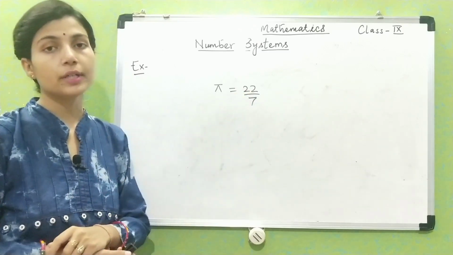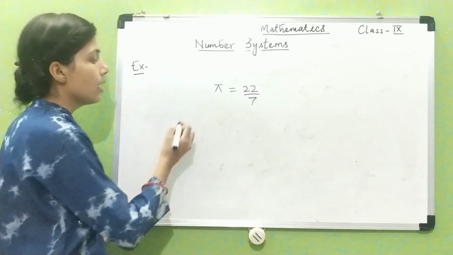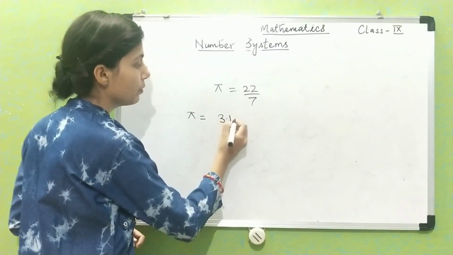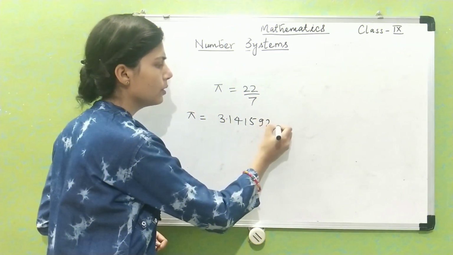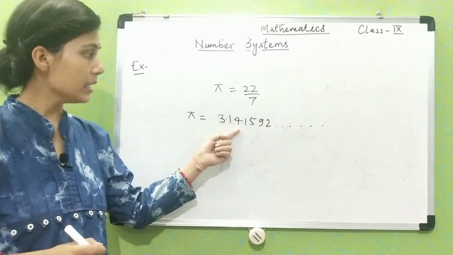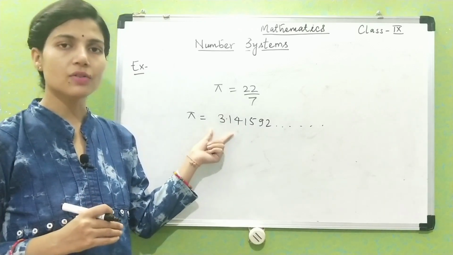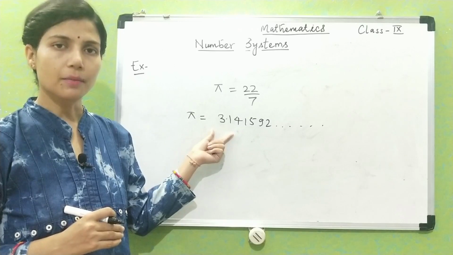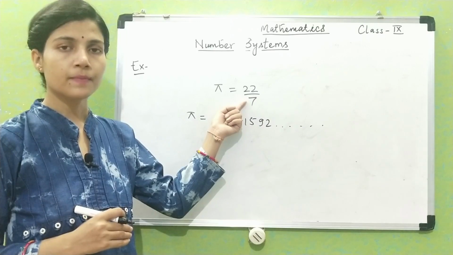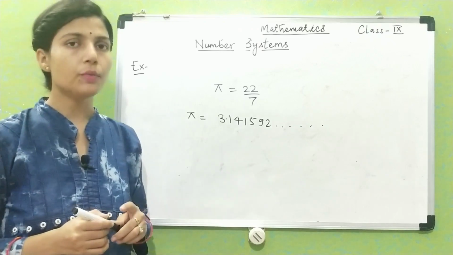But dear students, it is not a rational number, it is an irrational number, because after division we get its value 3.1492 etc. If we see its decimal expansion, it is non-terminating, also non-recurring. So it will be considered as what? An irrational number. Okay, this is not the exact value. So pi is an irrational number, not a rational number. Don't be confused in this.